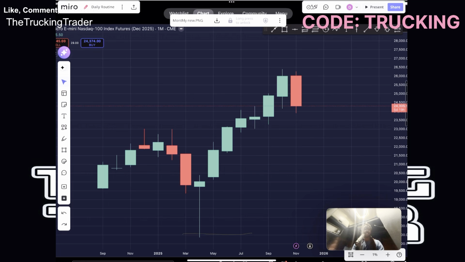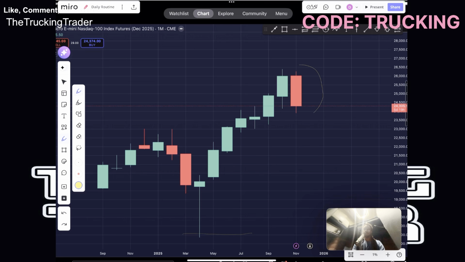Obviously this little red candle is the monthly candle right here. We haven't closed yet. We have one more week before this month is going to close, so this is going to be very important. I do think this monthly candle is going to want to close below this swing low right here. I don't think we're going to close below this one, but I do think we're going to continue to go down and take out this swing low right here. That's what I believe.